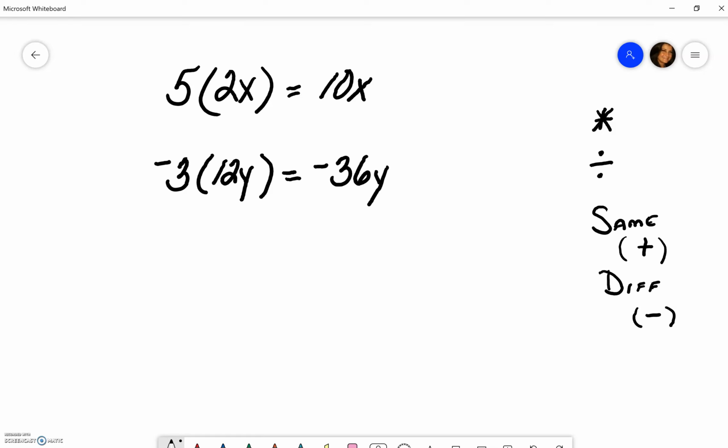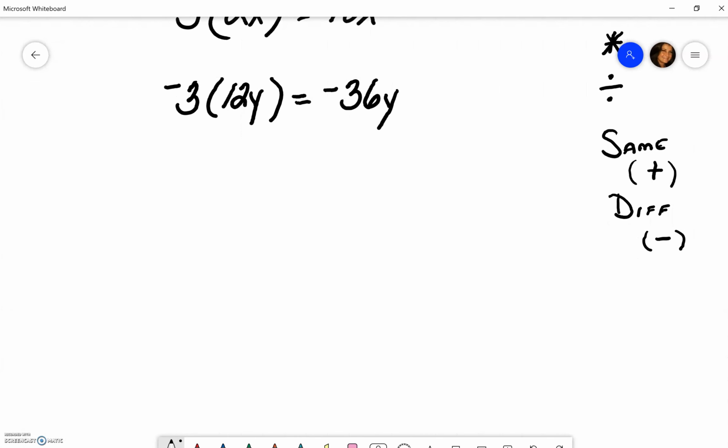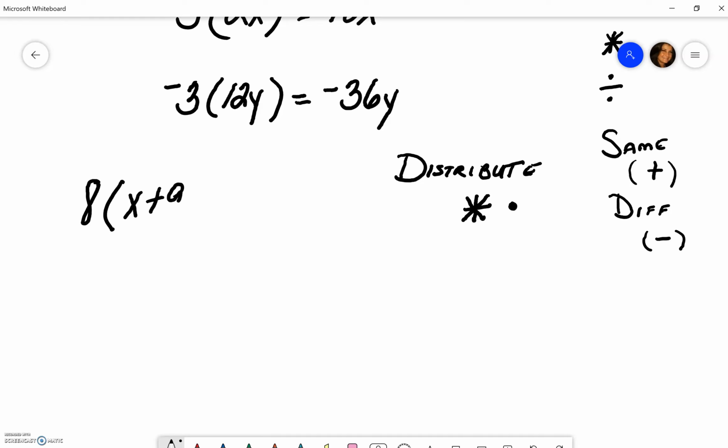Don't lose it. All right, so there's this new concept that we're going to be introduced to, which is called distribute. And when you distribute, all you're doing here is multiplying. So however you want to look at the symbol of multiplying. So here's an example. If we have 8 times x plus 9. So that's our example.